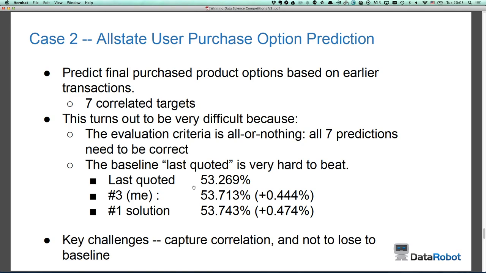The challenge is actually mostly on the target variable side. The A, B, C, D, E, F, G are not independent of each other. Actually, every one of them can be predicted very well, with more than 90% accuracy. But when you put them together, they have quite interesting structures. So the 2 challenges are to capture the correlation and not lose to the baseline.